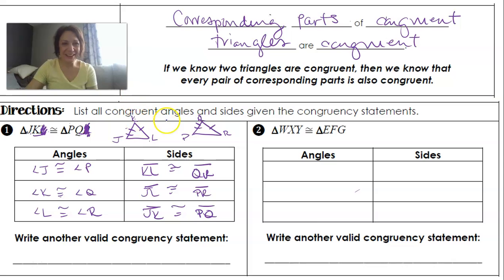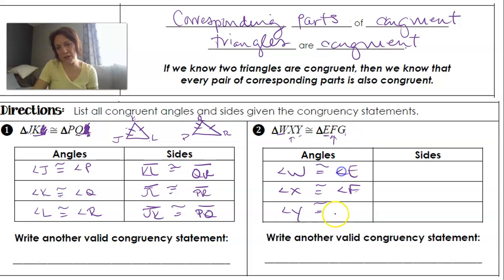Okay, ready? I like the angles best. I think the angles are easier because all you have to do is look at one letter. So here we go. I've got angle W matches up with angle E. Angle X is in the middle. So I'm going to come over here. Angle F is in the middle. Those must be the same. Angle Y is last. It must be the same as G over here because it's last. It's literally just where they are in the name. Okay, if the congruency statement's correct, that's the way it works.